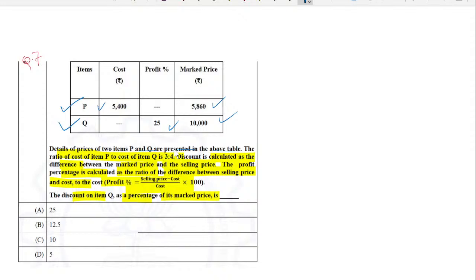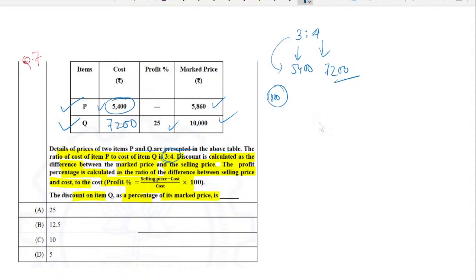So first see that the cost price of P and Q is 3:4. And we can easily calculate this: if 5400 is the cost of the item P, then if we divide 5400 by 3, we get 1800, and we multiply this by 4, then we get 7200. Simple, you can calculate this very easily. So 7200 is the price of the item Q.